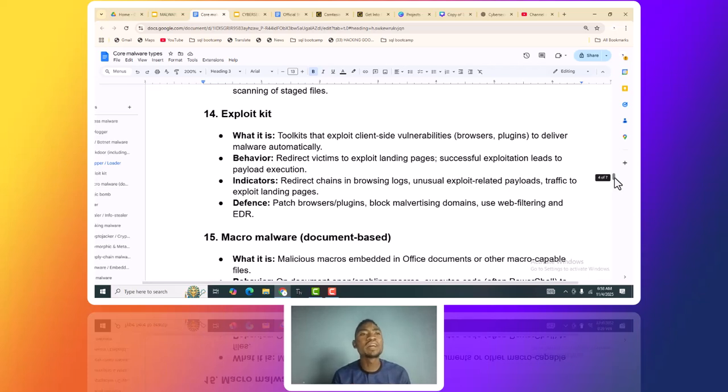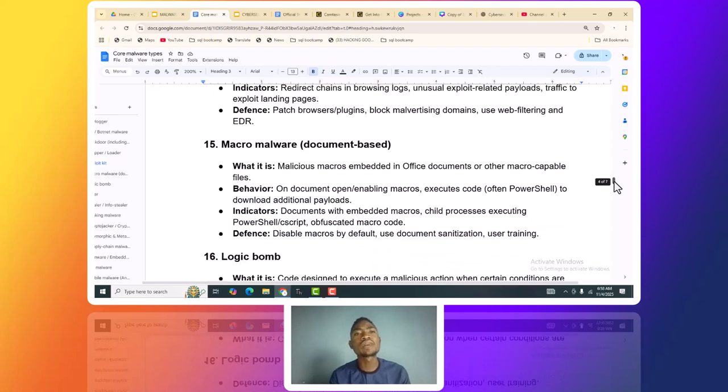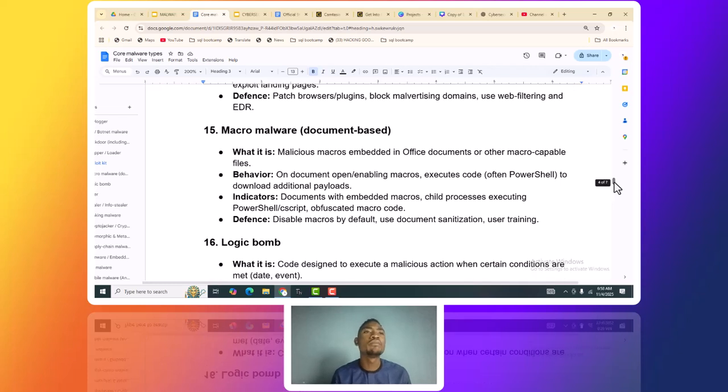And so we must patch our browsers and plugins. We must block malware domains or use web filtering or endpoint detection and response to be able to plug it. Another one is called macro malware. These are basically malicious Office macros.